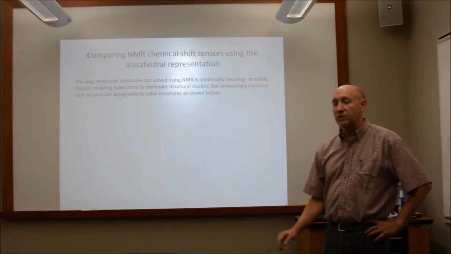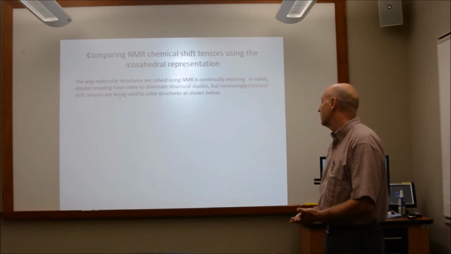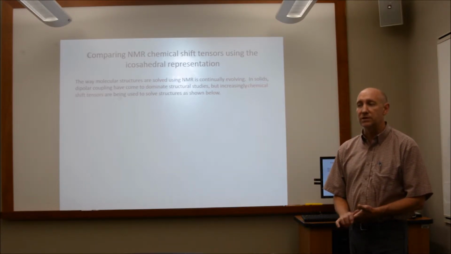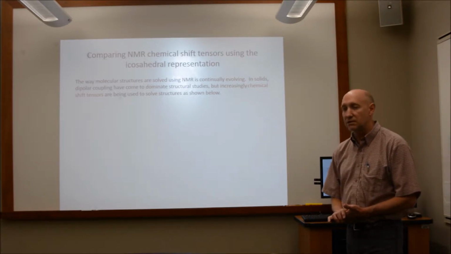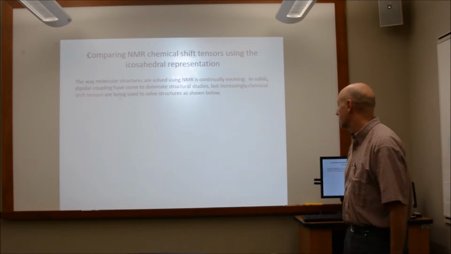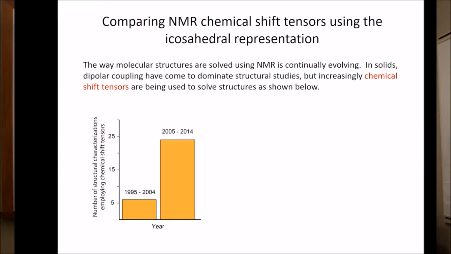Of course, the way we do structural studies with NMR is continuously evolving, and in solids, dipole coupling has come to dominate structural studies. But increasingly, chemical shift tensors are being used to derive structures. The first structure from shift tensors was done in 1995, and in the intervening 10 years, only 6 structures were solved using shift tensors. But from 2005 to 2014, over 20 structures were solved, so it's becoming an increasingly important way to solve structure and might become one that's very important in the future.